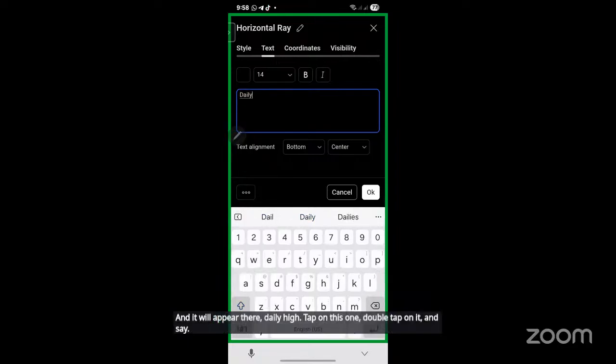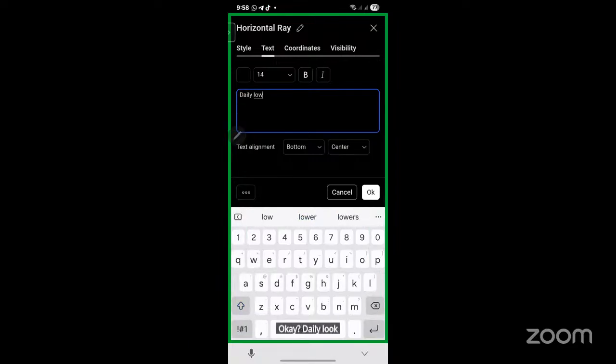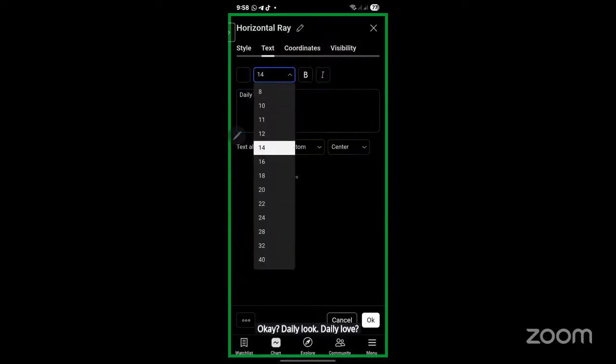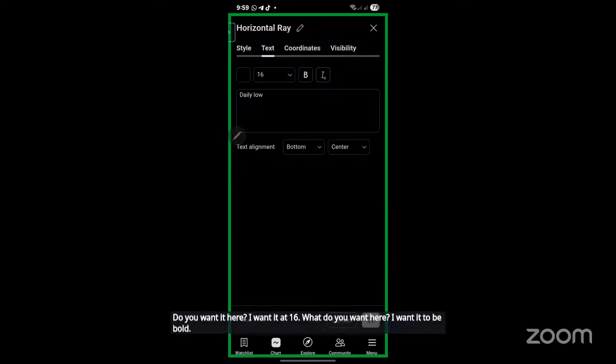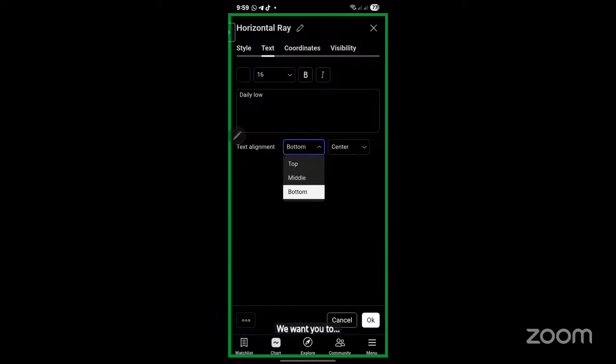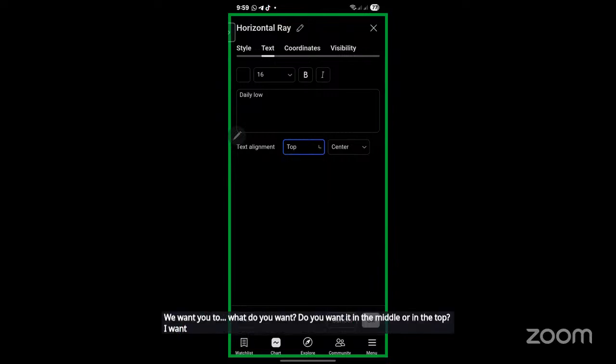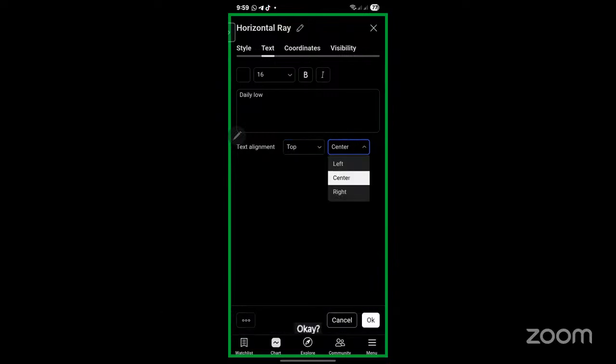Okay, daily low, daily low. Do you want it here? I want it at 16. What do you want here? I want it to be bold. Do you want it italic? Do you want it in the middle or on the top? I want it at the top. Okay. Where do you want it? I want it at the right.